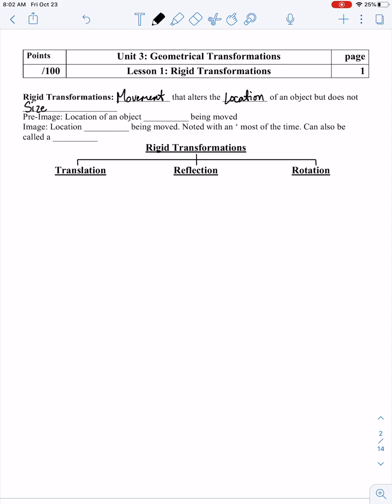Okay, so the pre-image is the location of an object before being moved, where the image is the location after being moved. Noted with a little tick mark most of the time. It can also be called a prime.